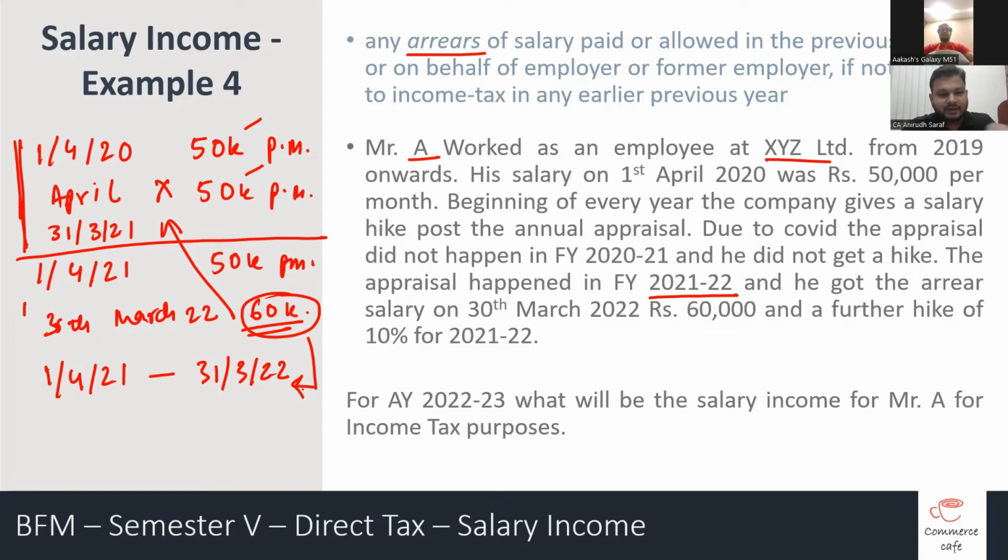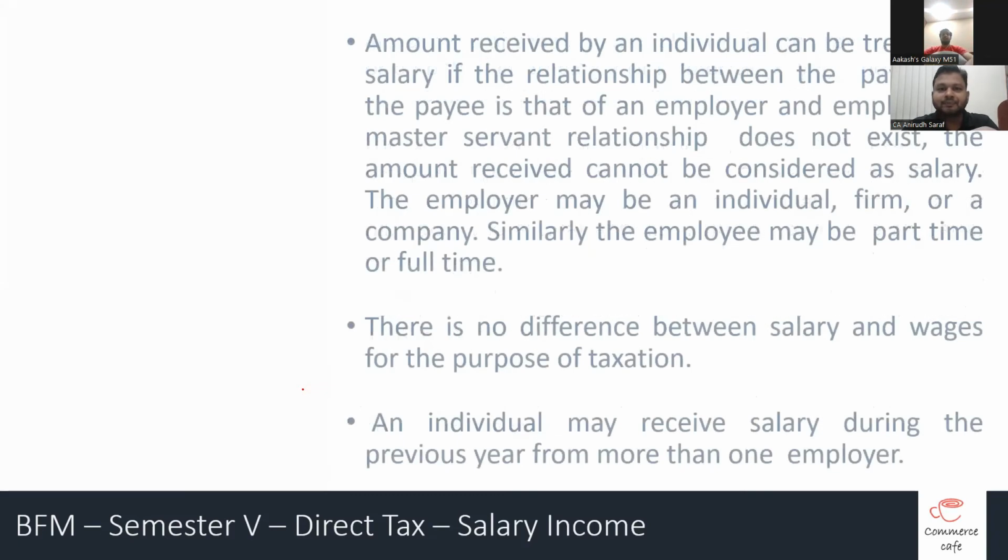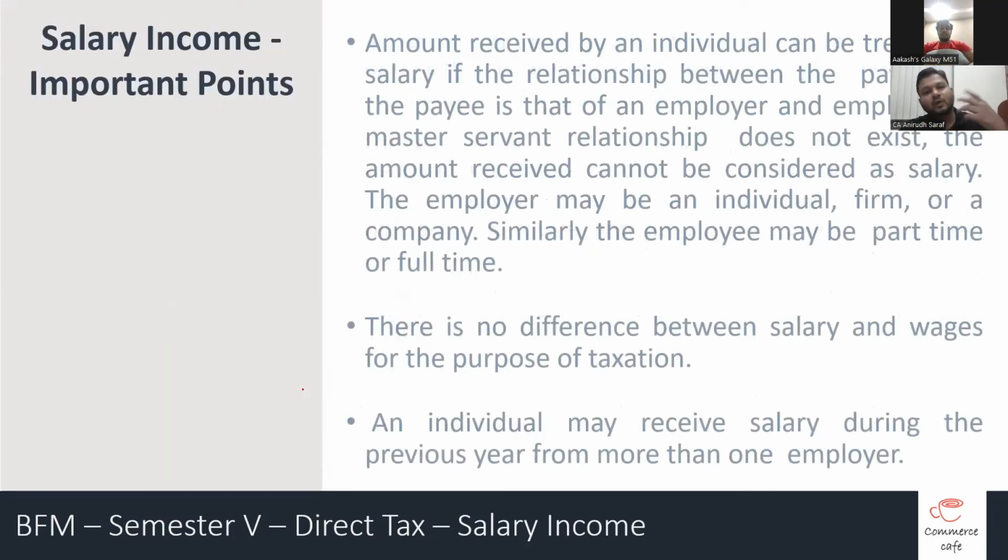So you can do the calculations, how much it adds up to. Okay. So once again, an amount received by an individual can be treated as salary only if the relationship between payer and the payee is that of an employer and employee. If a master-servant relationship does not exist, the amount received cannot be considered as salary. The employer may be an individual, a firm or a company or anything, doesn't matter.